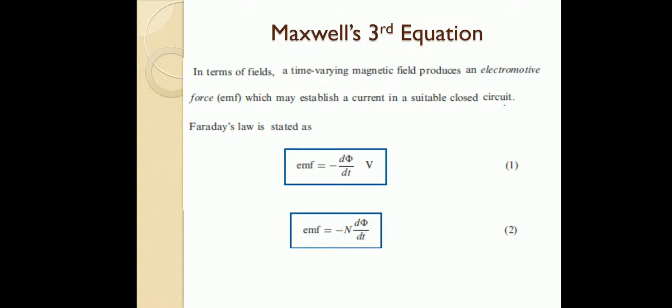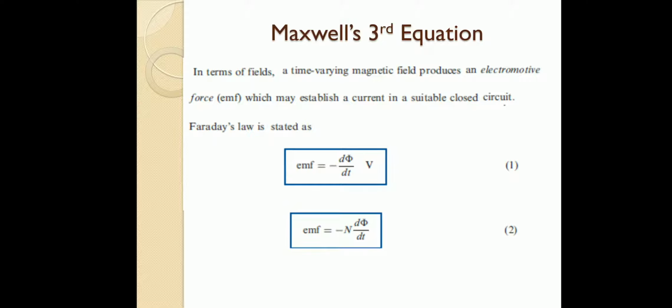And in Maxwell's third equation, there should be a change, so we need to consider the time varying condition. In terms of field, a time varying magnetic field produces an electromotive force, EMF, which may establish a current in a suitable closed circuit. So that's the condition: a time varying magnetic field will produce an electric field. You need to consider that time varying condition also.